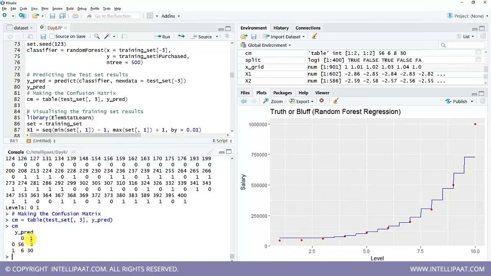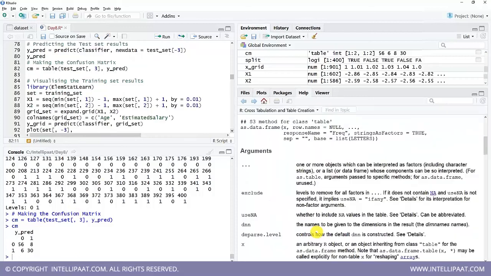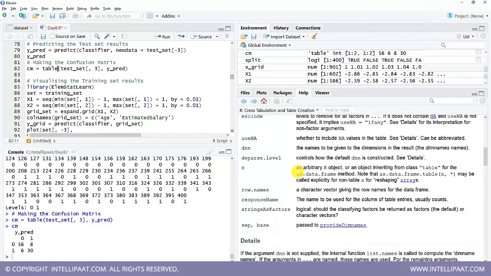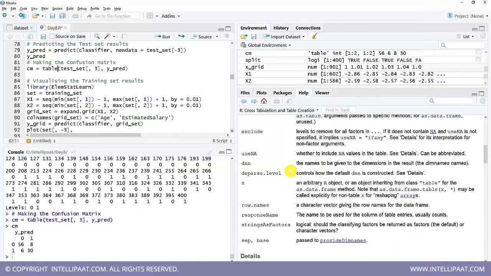0 has been predicted as 1. That means it is a false positive, and 1 has been predicted as 0. This is a false negative. So 6 plus 8, 14 predictions have gone wrong. 56 plus 30 is 86. So out of 100, we have 86% accuracy of the model. So that's what it means. Based on this, you can arrive at what needs to be given. You can use it for multiple purposes. We use it for the confusion matrix as well.